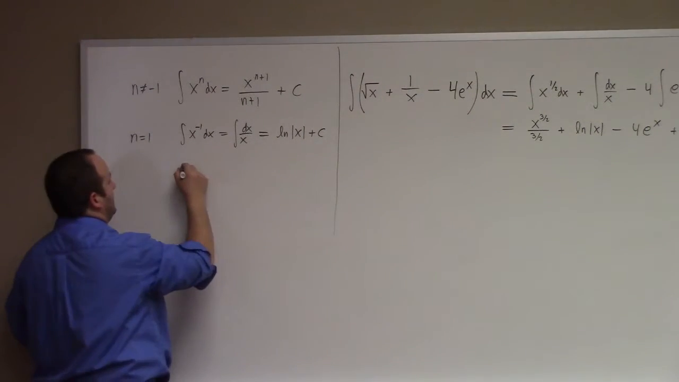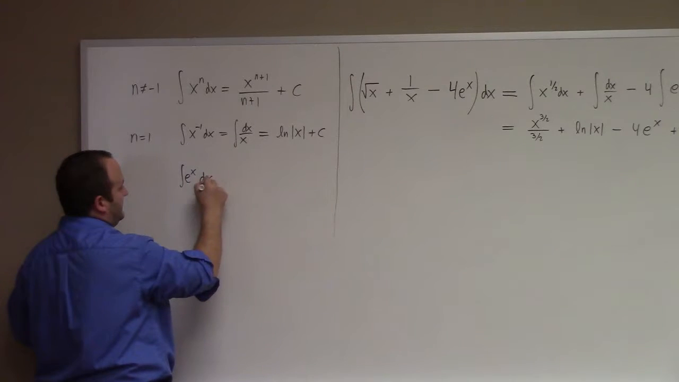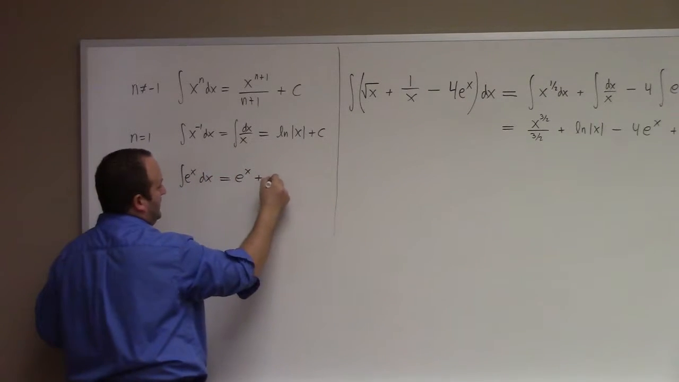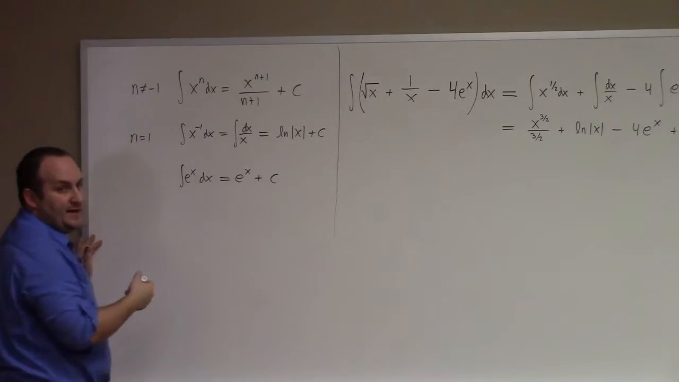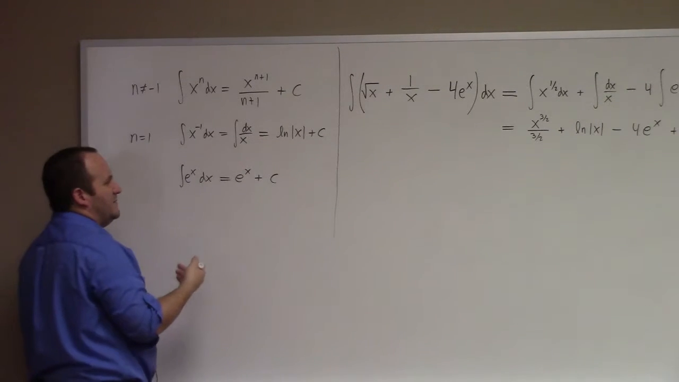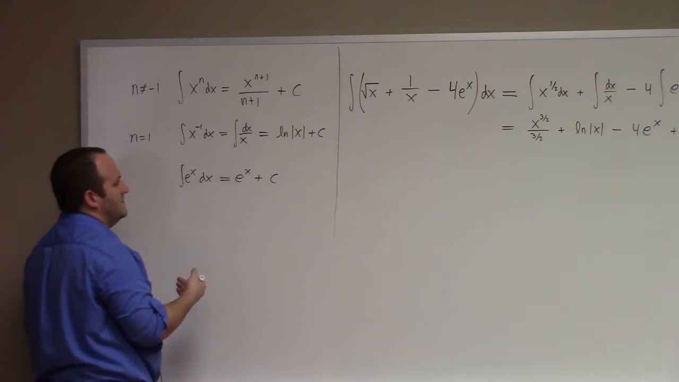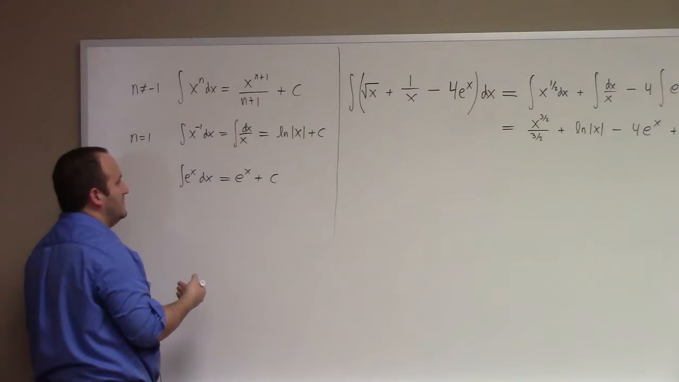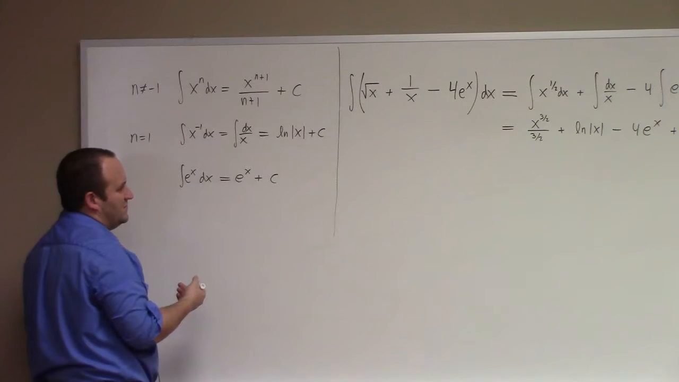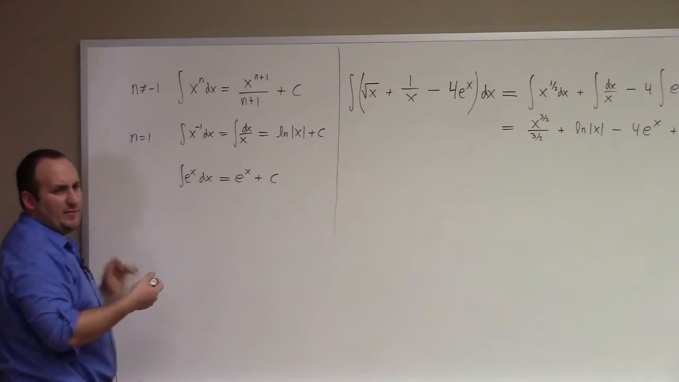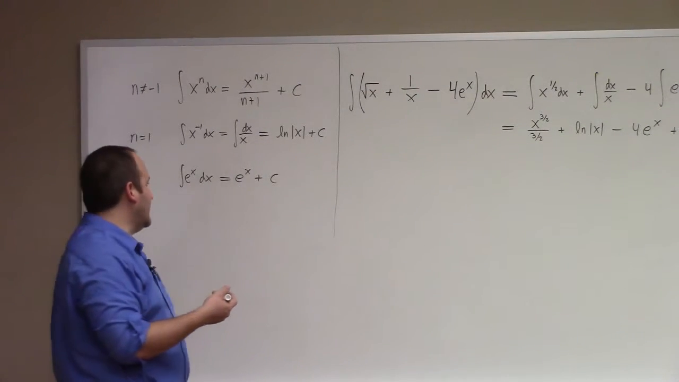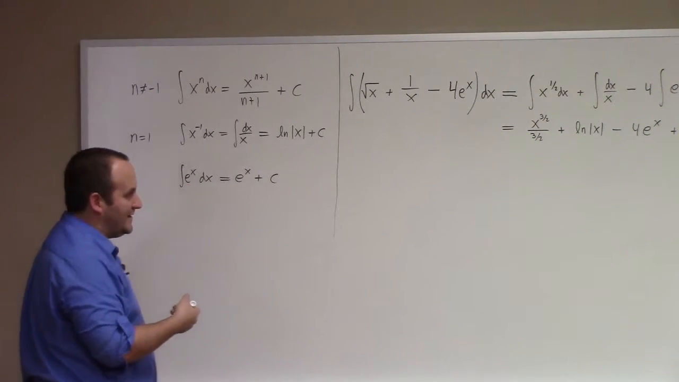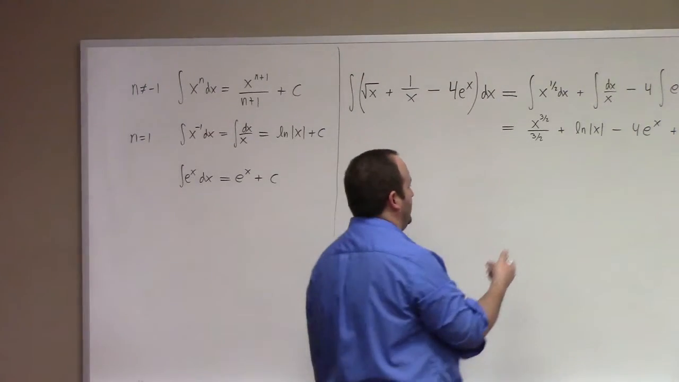The integral of e to the x dx is e to the x plus a constant, because if I differentiate e to the x, I get back e to the x. Is there anything else we know? Is there some other function we know how to integrate? Not really. I'd like to say sine and cosine, but we talked about that. I'm not allowed.